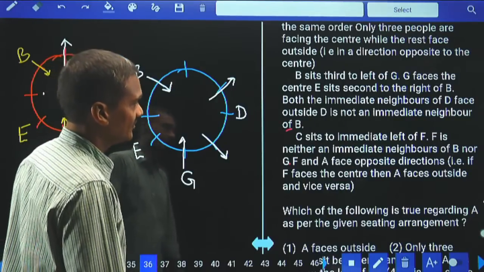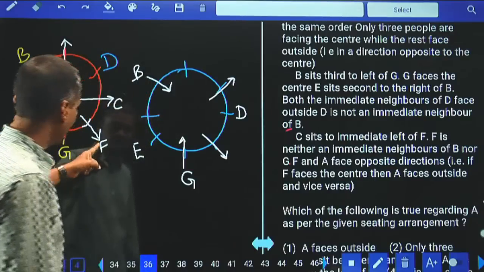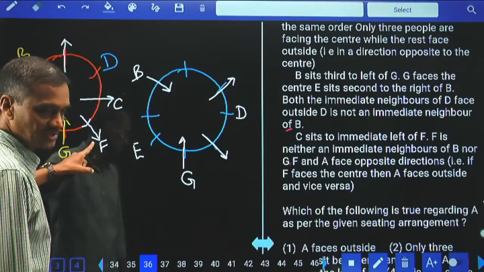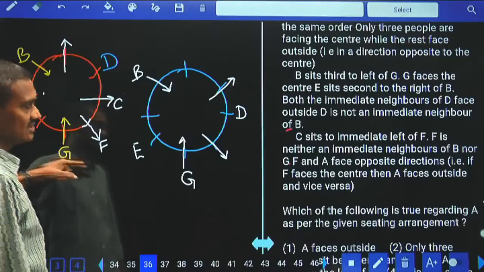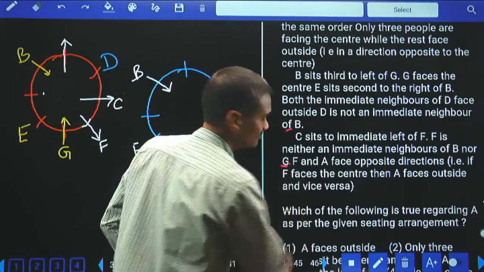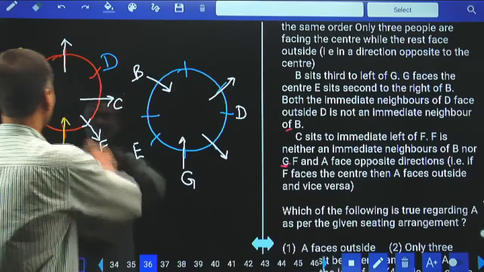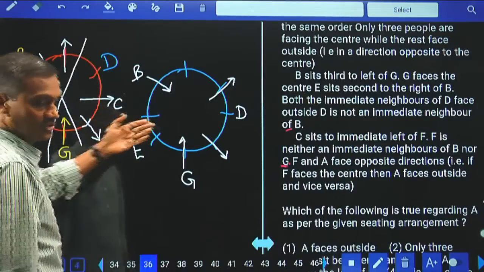Clear now? F is neither an immediate neighbor of B nor G. If F is here, finally we got F at this place. If F is here, F is adjacent to G. Whereas here, F cannot be adjacent to B and G. Hence this case is completely ruled out. Now we are left with only this case.